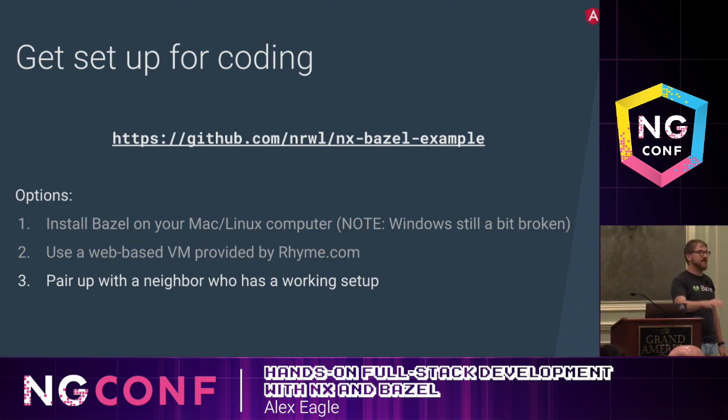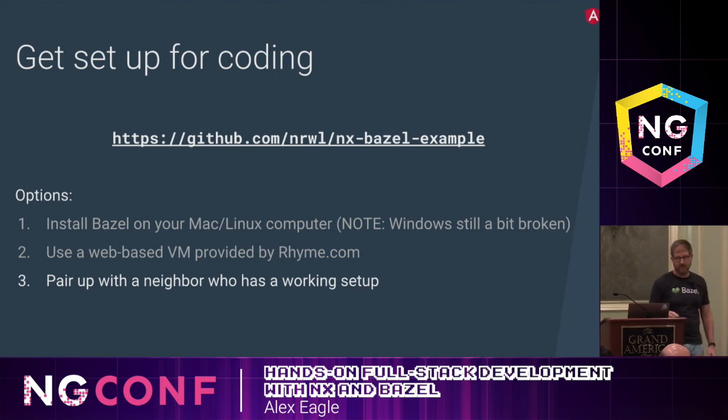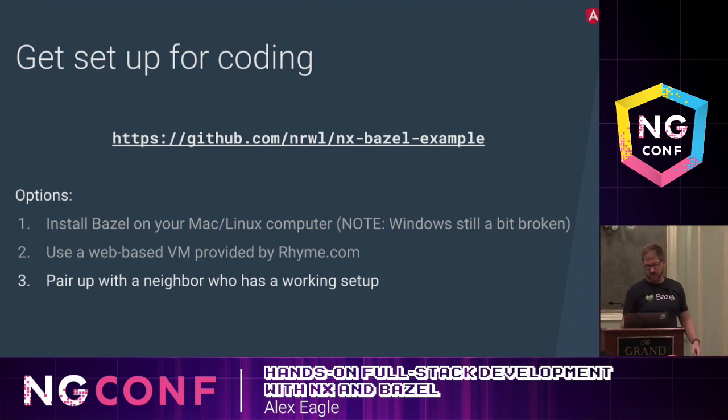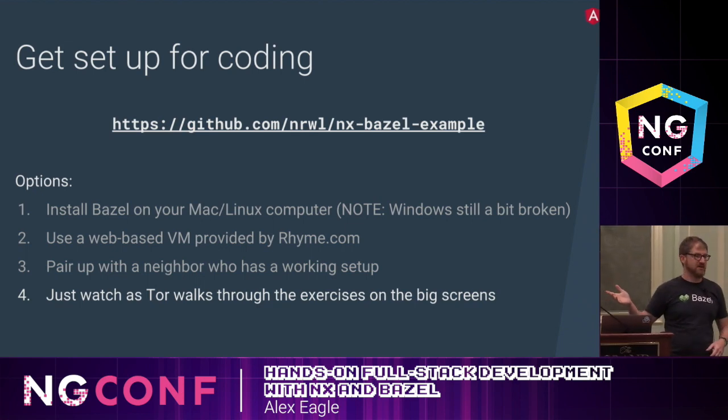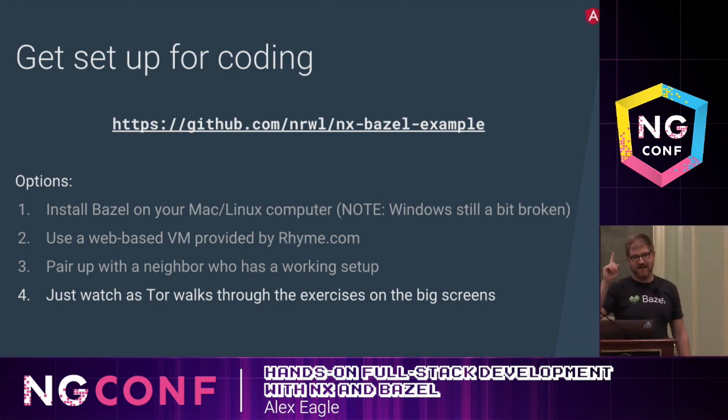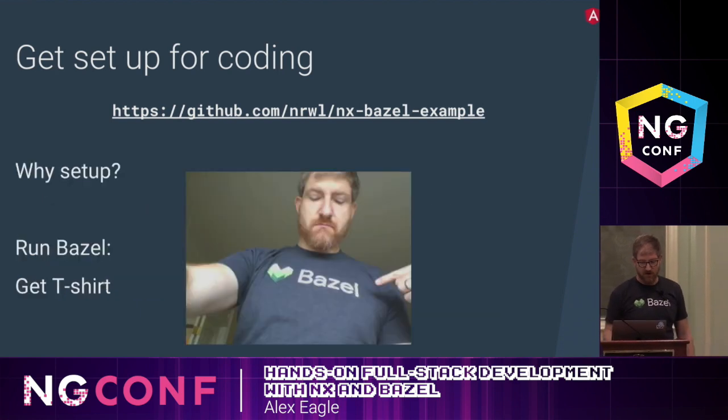However, even more convenient than that is find somebody else who has something working, like pair up with a buddy nearby. And you'll probably be able to learn from each other anyway. And even easier than that is you can just watch Tor do the things up front. However, there's a catch. If you choose option number 4, you can't have this shirt.